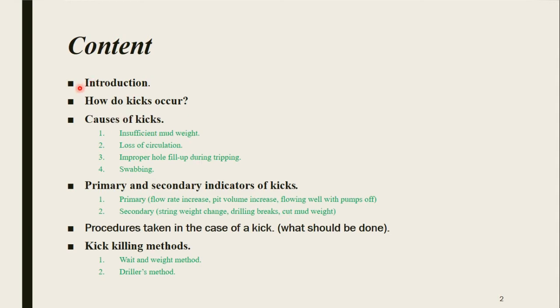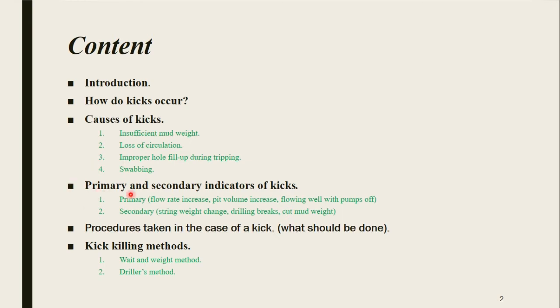In this presentation we'll first give an introduction to what kicks are, and then we'll be talking about how kicks occur, and then what causes kicks to occur. There are actually more than four factors that cause a kick to happen, but because we're talking fundamentally here, we'll only talk about the basic ones. These four are the most common causes of kicks.